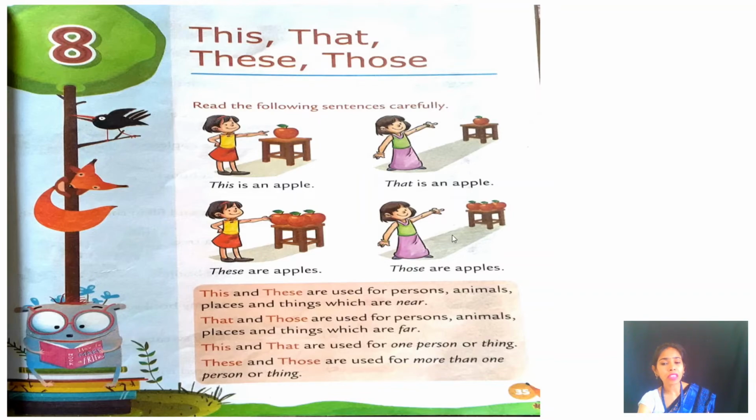Now see the other picture. The apples are kept far. The apples are kept far and it's more than one apple, right? So then we will say those are apples, right? So this and these are used for person, animals, places and things which are near, right? And that and those are used for person, place, animal, thing which are far, जो चीज दूर है. This and that is used for one person or one thing. And these and those are used for more than one person or more than one thing. Right?